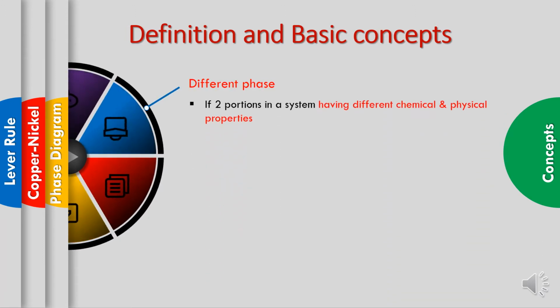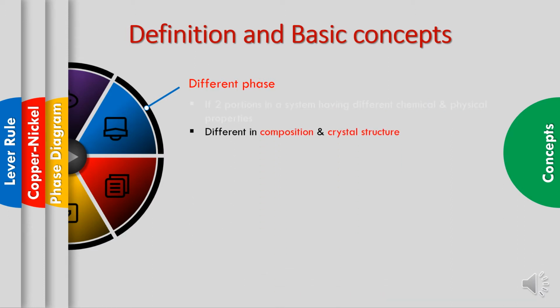Next, we have a different phase. If two portions in a system have different chemical and physical properties, different composition and crystal structure, that means we have a mixture in terms of a solid solution of different materials such as copper in percentage and zinc in percentage, and a combination of copper, nickel, plumbum, zinc or something in composition, and it will produce a different structure of combination in terms of big, small nucleation related to the growth of nucleation.